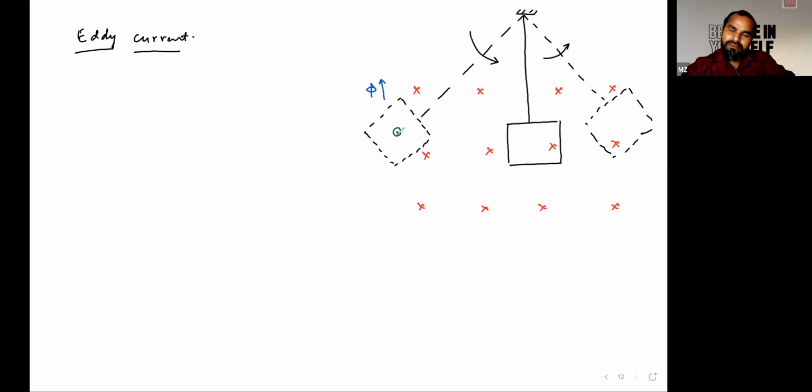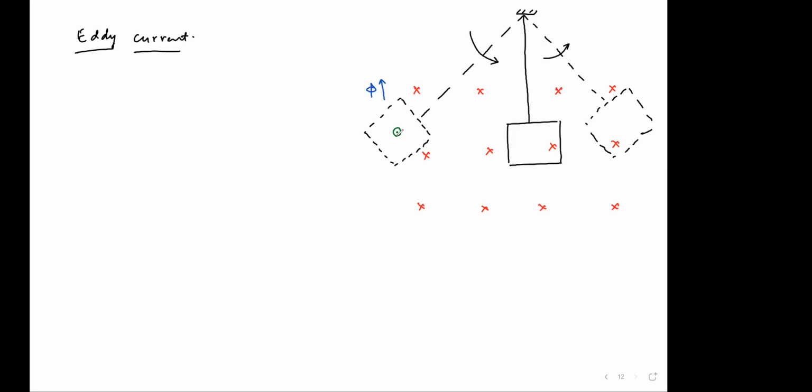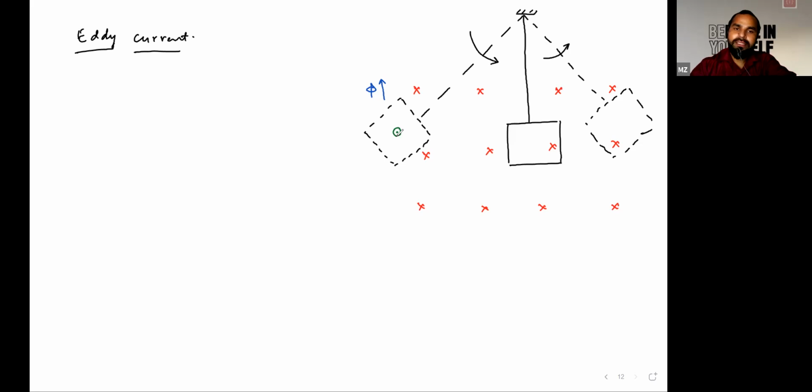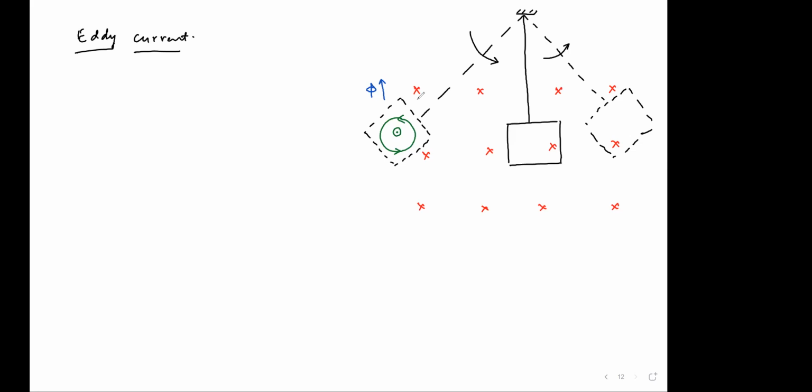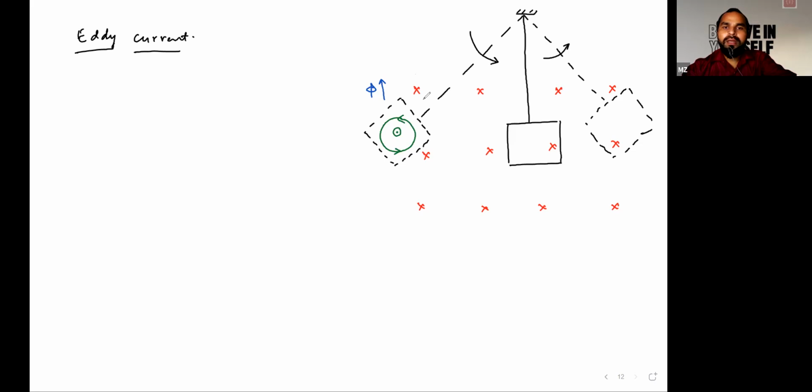For this particular direction of magnetic field, just take your right hand thumb in the direction of the magnetic field, which is going outward, and the right hand thumb curve will define the direction of current around it. So it will be nothing but current in the anti-clockwise direction induced in this particular plate. Is it clear? Yes, sir. Mariam, is it clear?